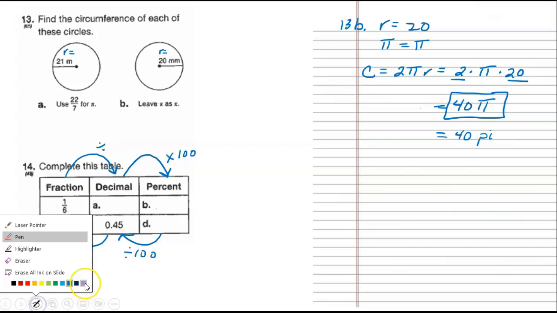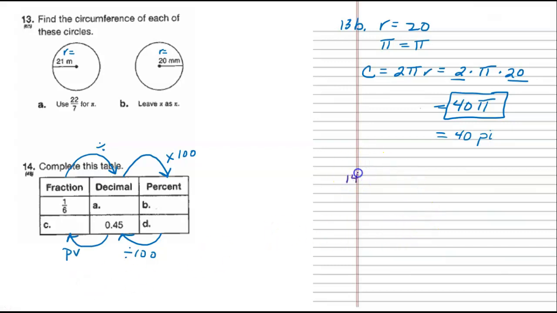Let me change colors here so there's no confusion. On 14, I'm given 1/6 as my fraction, and I want to take that to a decimal. You will be writing all of this down. To do that, I need to divide 1 by 6. When I divide 1 by 6, I get a repeating decimal: 0.1666, and it continues on and on. For my answer, I'm just going to give 2 decimals. You can do either 0.16 or 0.17. Either of these is valid.